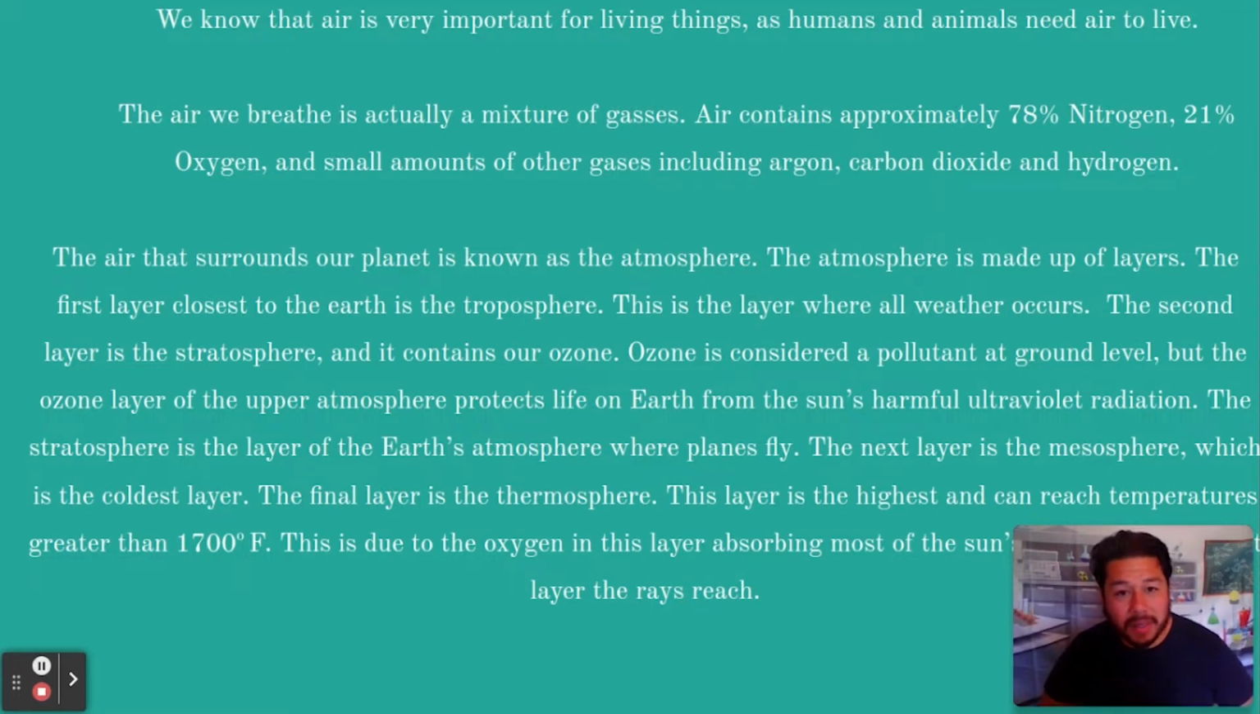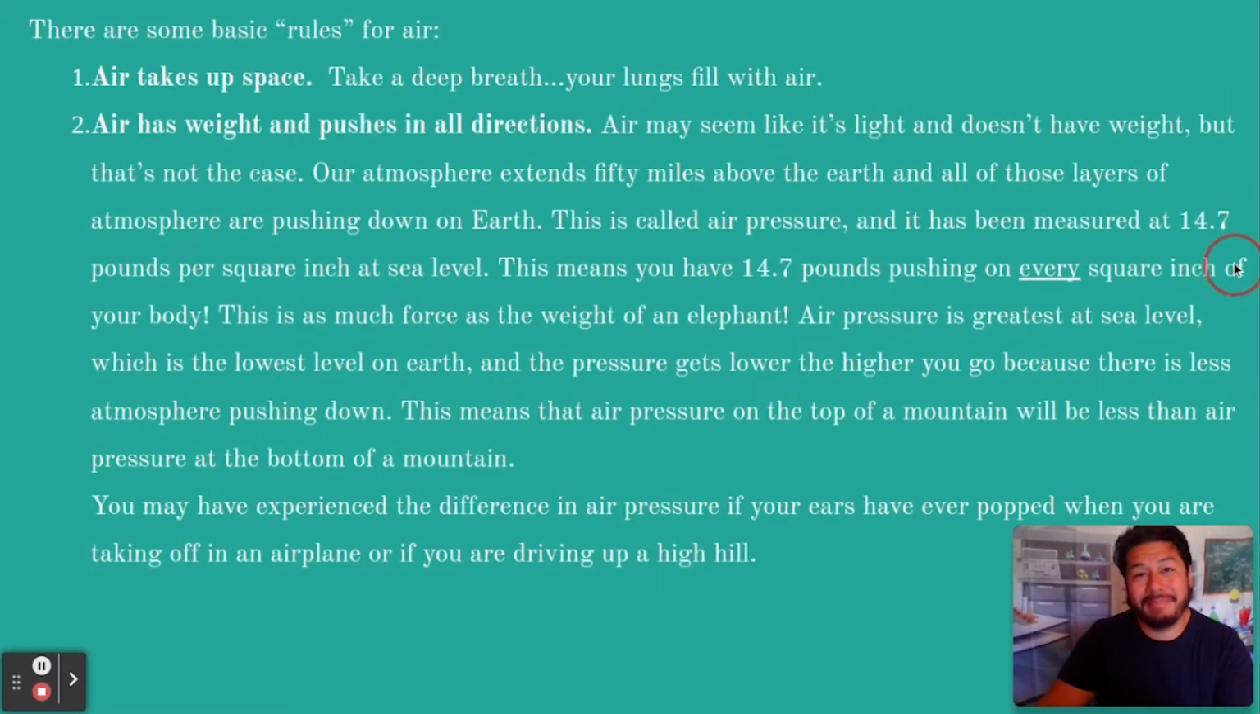The final layer is the thermosphere. This layer is the highest and can reach temperatures greater than 1,750 degrees. This is due to the oxygen in this layer absorbing most of the sun's harmful ultraviolet rays for us. So, thank you, thermosphere.